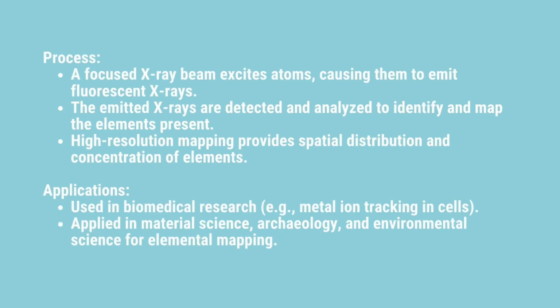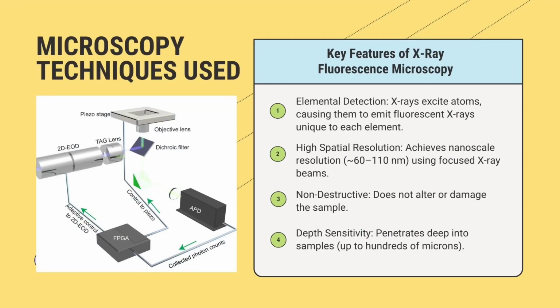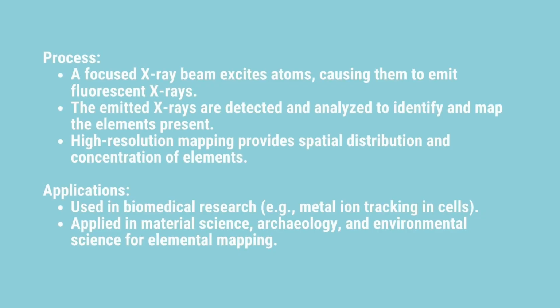First, a focused X-ray beam excites the atoms in a sample. The atoms emit fluorescent X-rays unique to each element. Then lastly, the emissions are recorded and map out the distribution of the elements. Since XFM is non-disruptive, it has high resolution, around 60 to 110 nanometers, and can penetrate deep into samples, making it ideal for complex material analysis. And then the applications are biomedical research, material science, and environmental science for mapping.